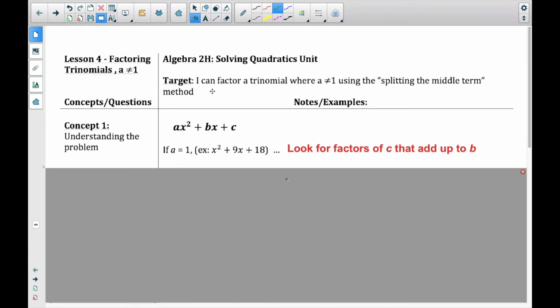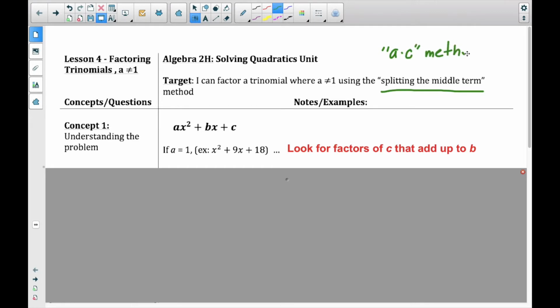Some people are really good at guessing the right one, and they always get it. Some people get frustrated. So I'm going to teach you another method today on how to factor it using something other than guess and check. This method is called splitting the middle term. Another way that sometimes it's called the AC method.